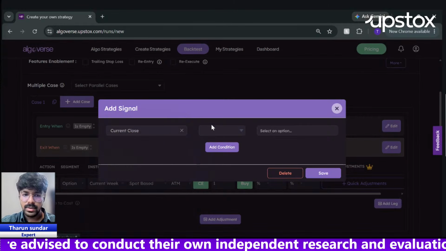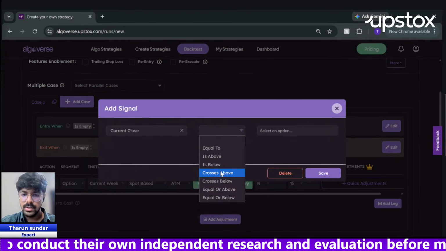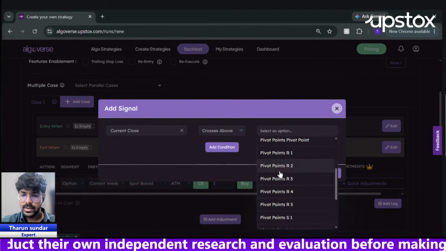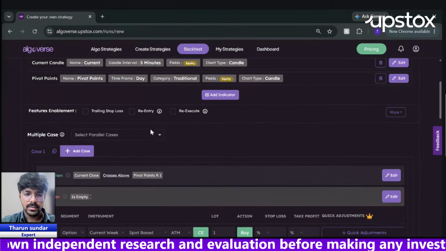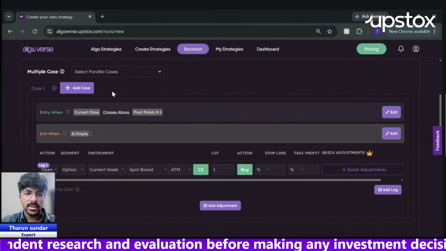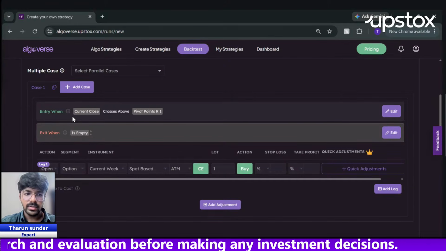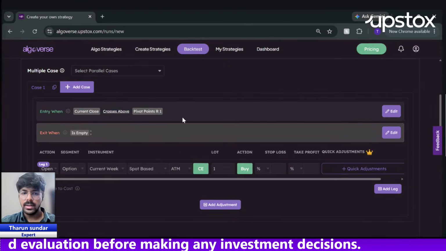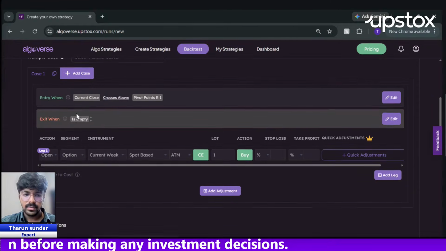So I'm saying that my current close, that is the current 5 minute candle's close, should have crossed above the pivot point R1. So that is my entry condition. So I have my required indicators here, and after setting them up in the indicator section, I'm configuring them here in the entry one tab.